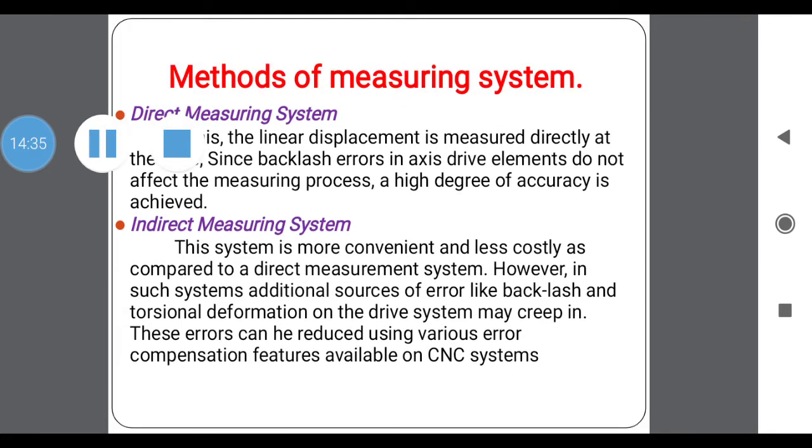Second one is the indirect measurement system. This system is less costly compared to the direct measurement system. Here the measurement parameters are analyzed as a source of others. That is, indirectly we can measure some parameters. These errors can be reduced using the various error compensation features available on CNC systems.